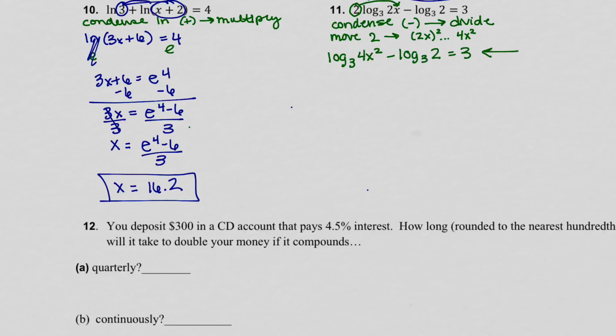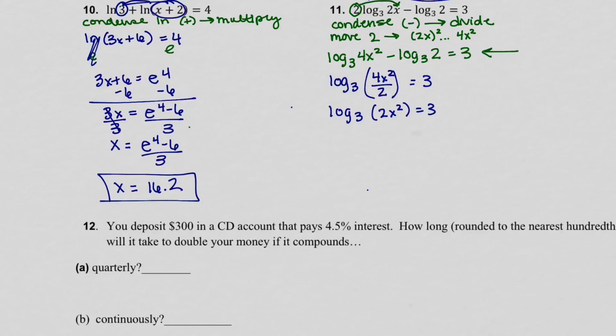And now's when I can do my condensing and move things back and forth. So I'm going to write my log base 3 just one time. And I'm going to take that first term, my 4x squared. I'm going to divide it by my second one, that 2. And that's still all equal to 3. Well, I can simplify this a little bit because 4 divided by 2 is actually just 2. So log base 3 of 2, I still have my x squared, equals 3.